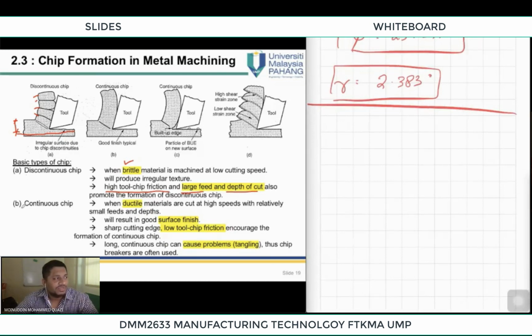Now let's move to continuous chip. Okay, this is a perfect example of continuous chip. There is no break in between. Continuous chip is produced for ductile materials because they have the ability to go under plastic and elastic deformation continuously. So they can continuously move and deform and move and deform and move and deform. So in this case, when ductile materials are used, even if they are cut at high speed with relatively small feed, then continuous chip is produced. You saw in the video of turning also that the curly continuous chip was produced. That is this kind of chip.